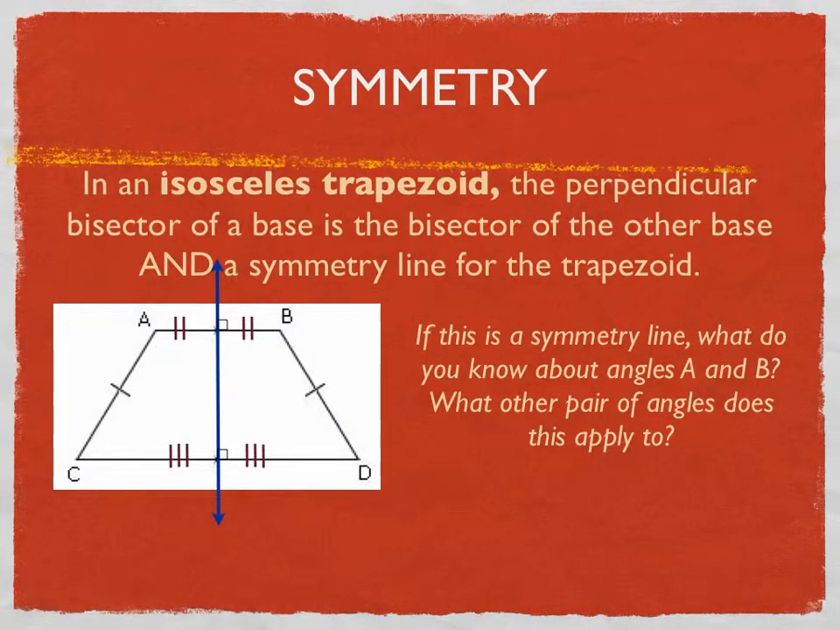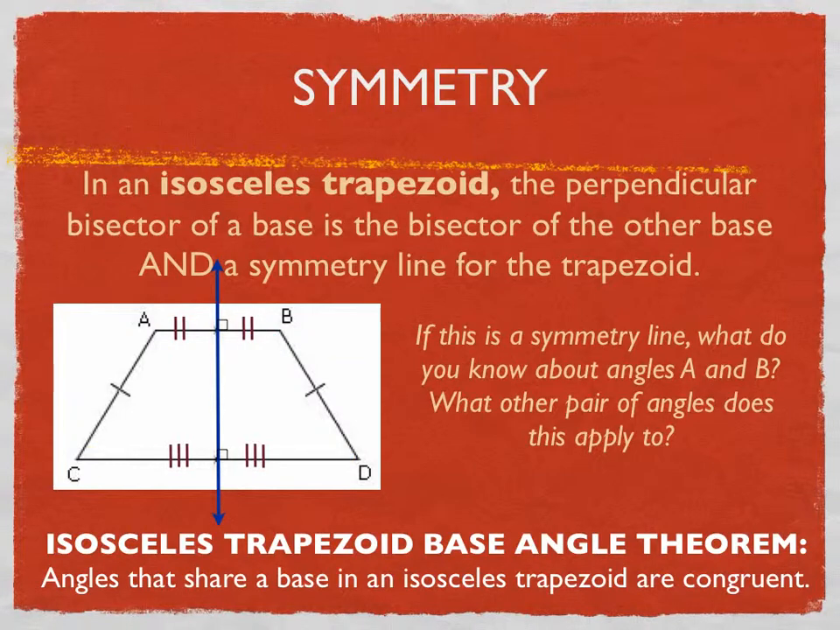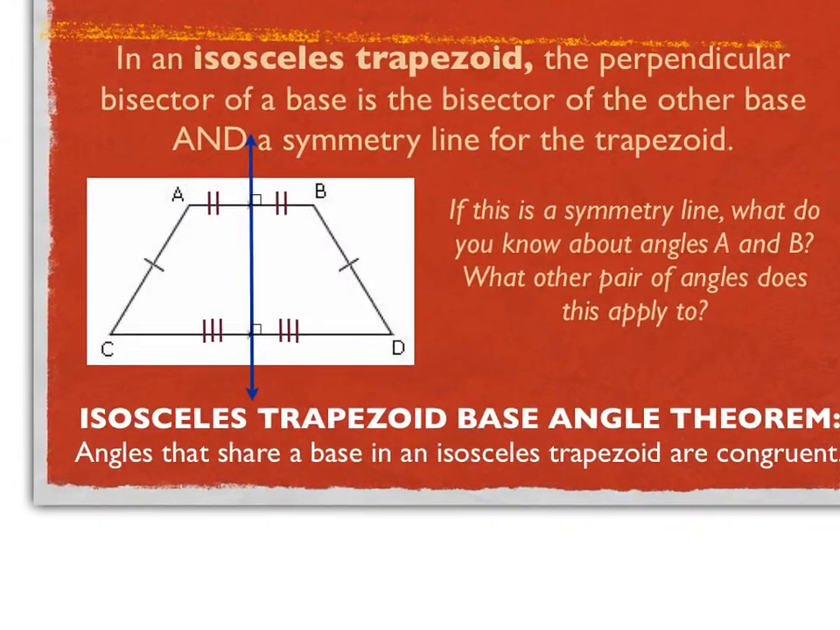So when you draw that line, it makes a right angle with the two bases, and it cuts the sides, so it cuts this and this in half, cuts this and this in half, and it also means that A and B are equal, C and D are equal, because of the line of symmetry. I'm going to move this up so you can copy this down.